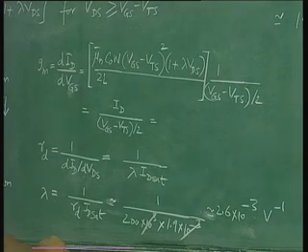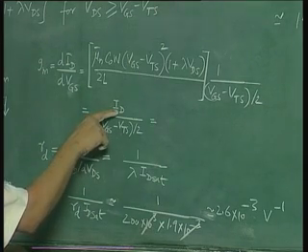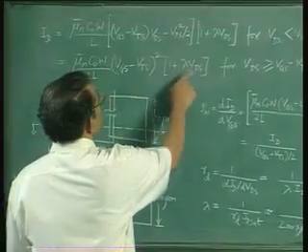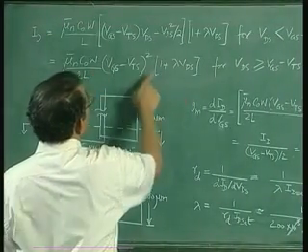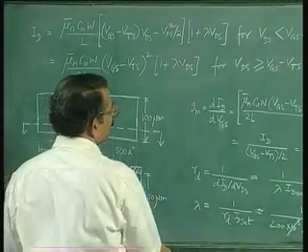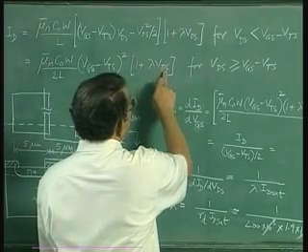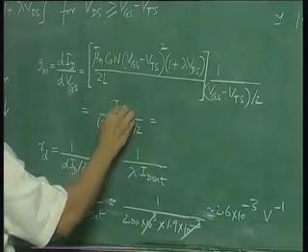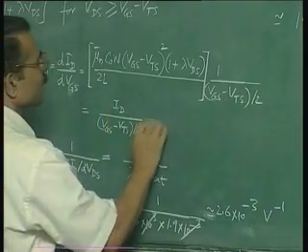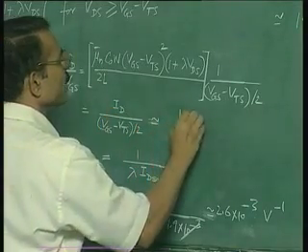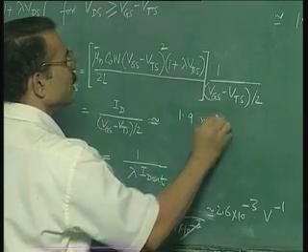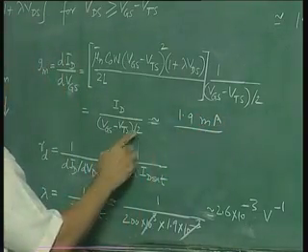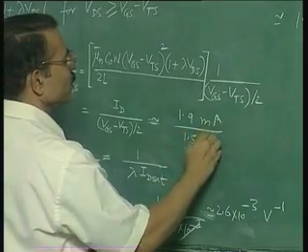To evaluate the GM, we have to find out ID. This ID is ID sat into 1 plus lambda VDS, as you can see from here. Now actually this lambda VDS term is going to be rather small, so we can neglect it. We can in fact assume that this is approximately ID sat itself, and so your result will be 1.9 milliampere by, this is 3 by 2, that is 1.5 volt.